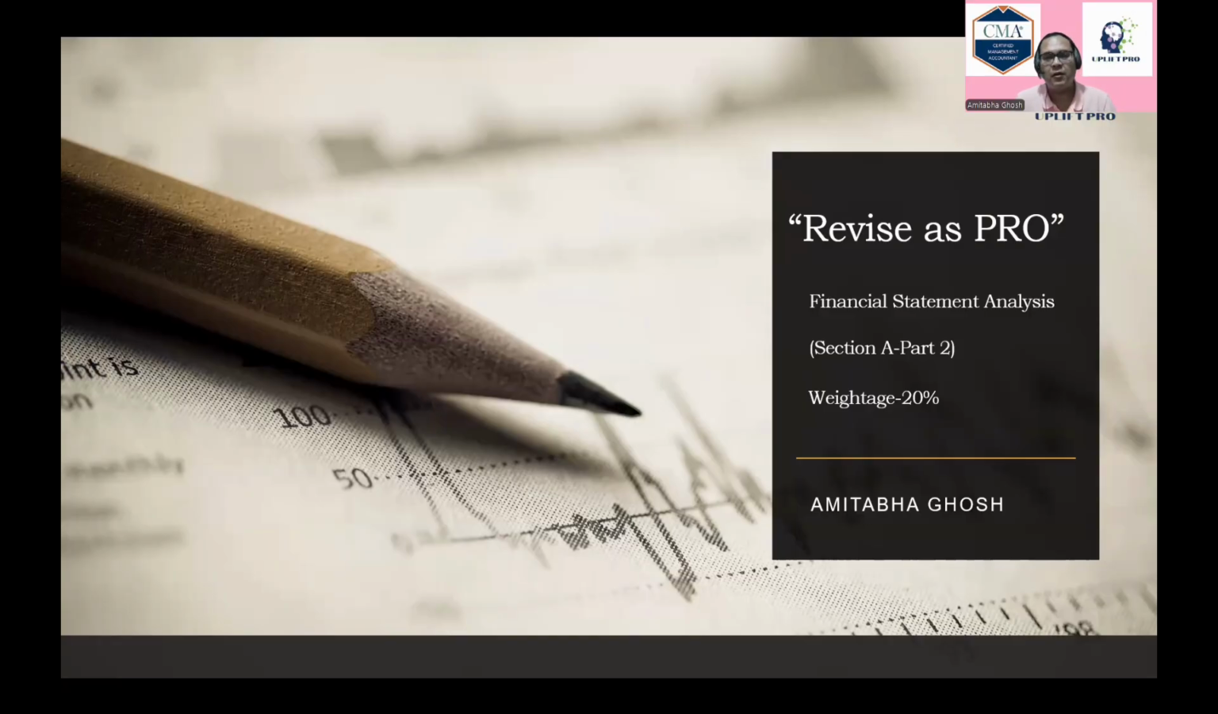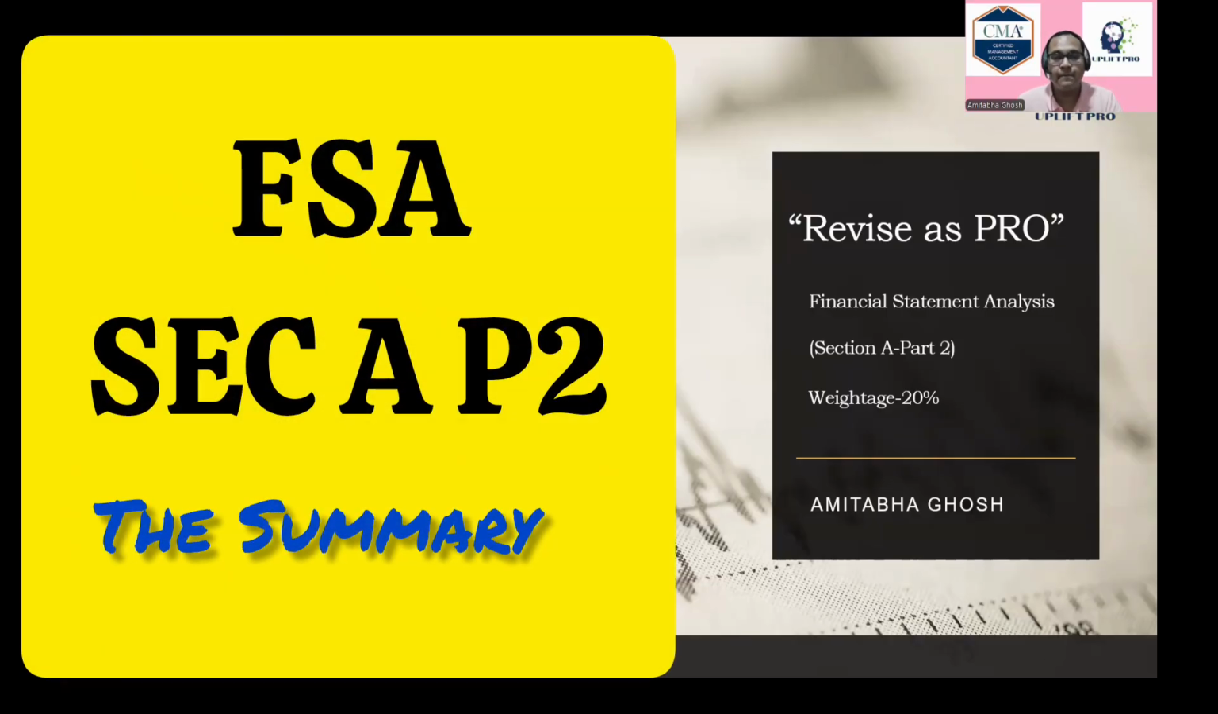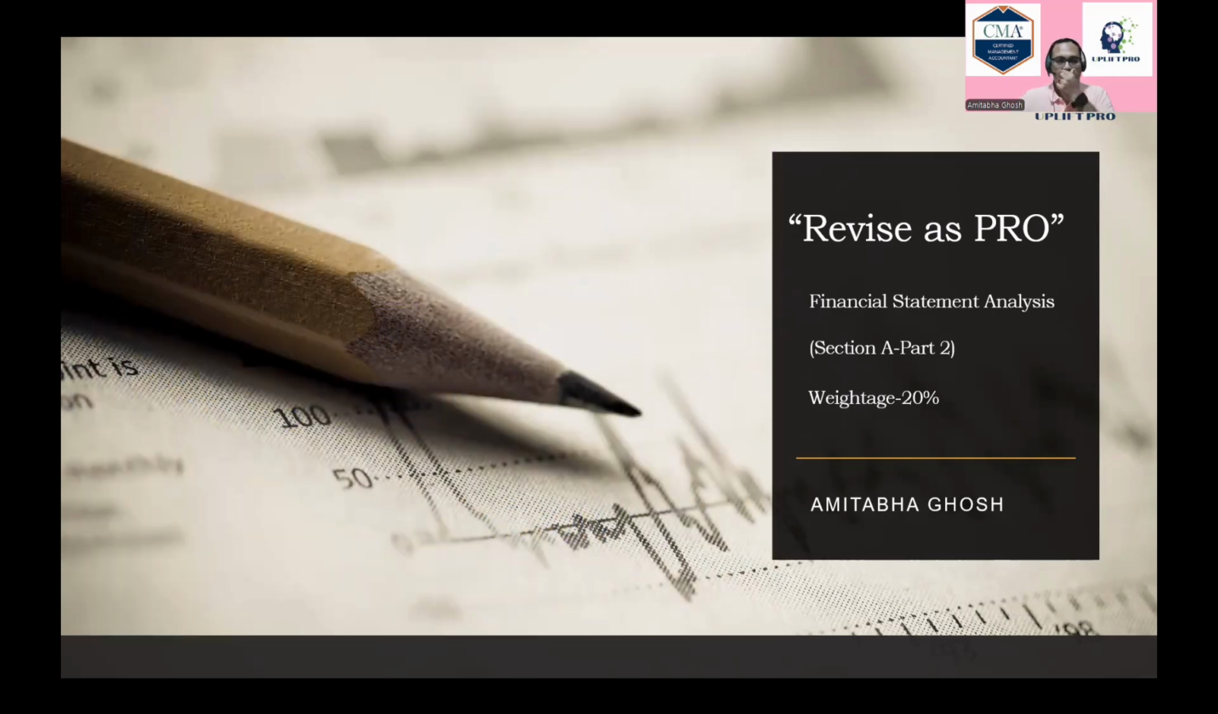So today, as part of our Revise as Pro, we will be covering a certain portion from Section A, Part 2 of our US CMA syllabus, namely the financial statement analysis. And the weightage around this particular section is 20%. So naturally it is very important from the examination point of view.